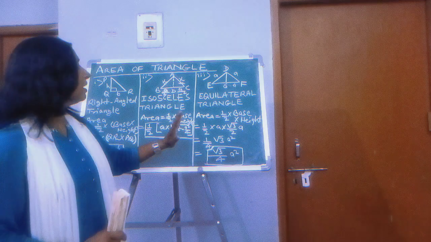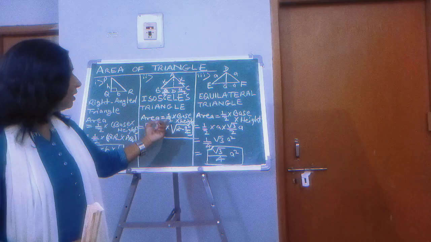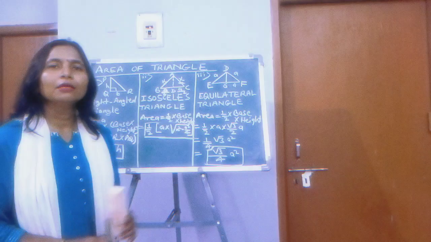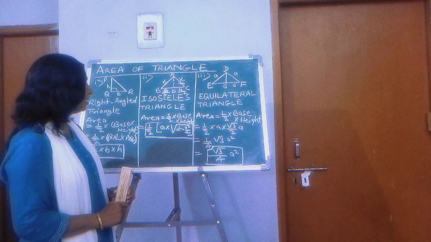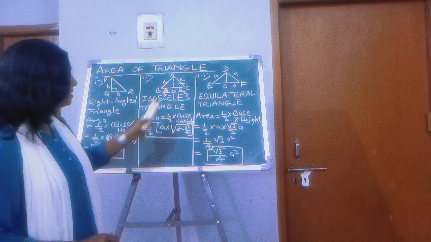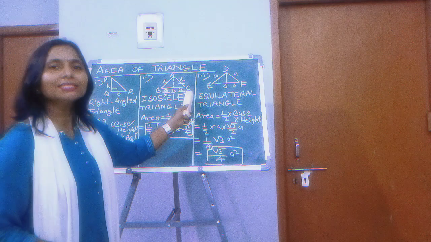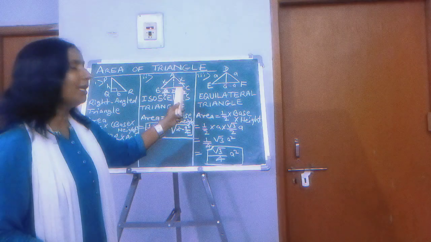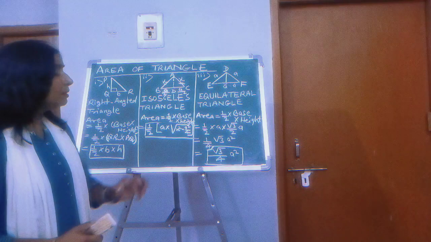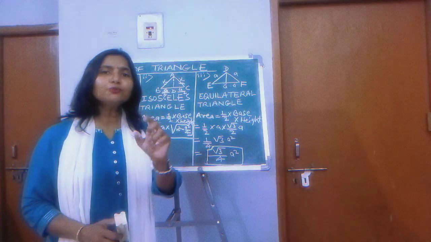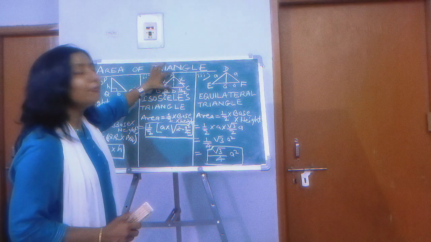As usual, what is the formula to find the area of a triangle? That is 1 by 2 into base into height. So let us see, the base is equal to a. This part is a by 2, this part is a by 2, total a. So instead of base we can write a. Now the question is, what will be the value of the height on this side? So we have to find it out.